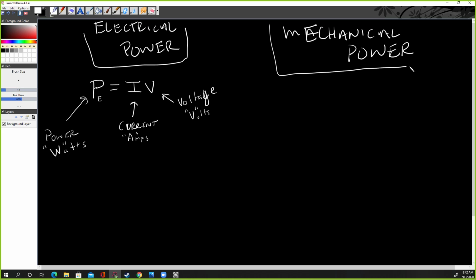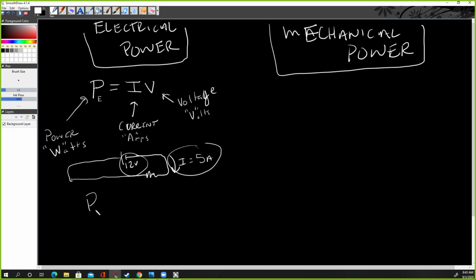Here's a quick sample problem. If I'm asking you for electrical power, you have to have two things. Let's say there's a wire, a little resistor, and there should be a battery of some sort. If the voltage is, let's say, 12 volts, and the current is 5 amps, then that's the two things you need to know: voltage and current.